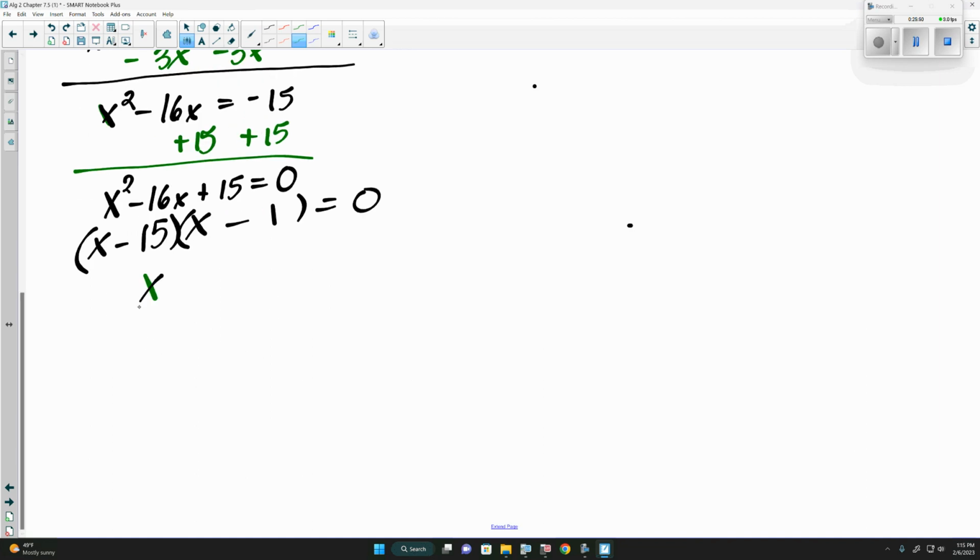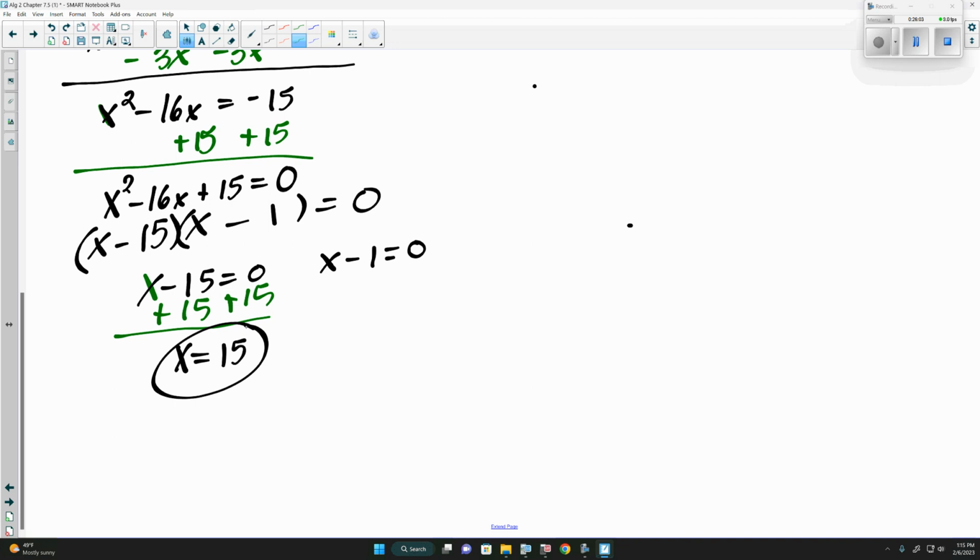And since we have two things multiplied together that equal 0, one of them must be 0. So for the first one, we can add 15 to both sides, telling us x is 15. For the other one, we can add 1 to both sides, telling us x is 1. That's it.